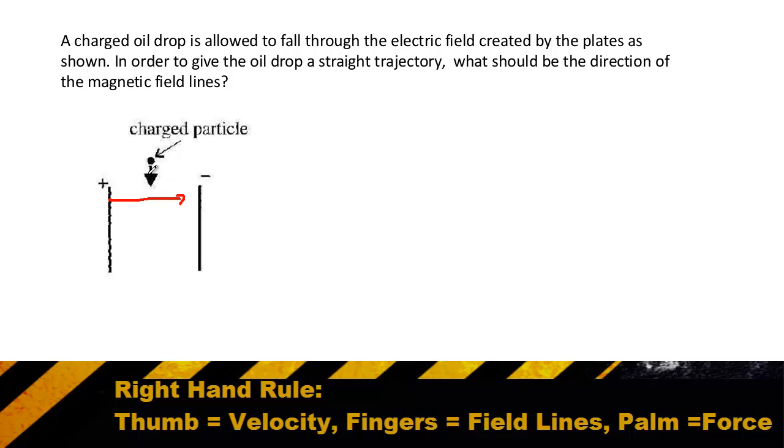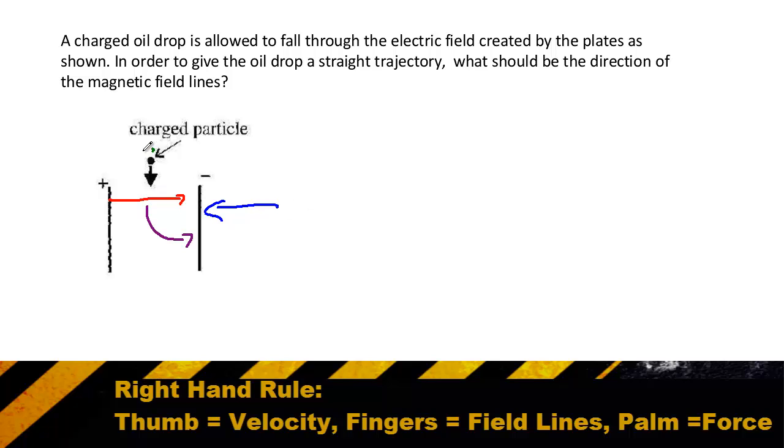So in this case, if we only have the charged particle and the electric field, the charged particle will curve towards the right. The question wants the charged particle to travel straight down. So we're going to need another force traveling to the left to cancel out the electric field. This one's a bit challenging, but we're still going to be using the right-hand rule.